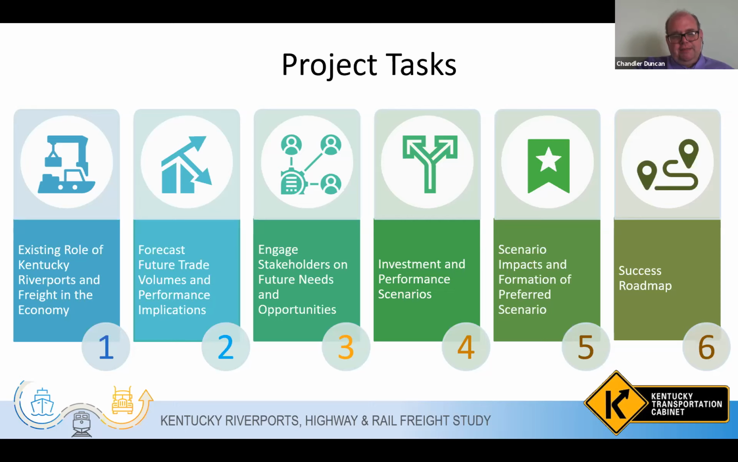And again, this is only the beginning of task 3, where we're going to continue by going out port by port and visiting many of your communities in order to really arrive at those investment and performance scenarios and go on about choosing a preferred investment scenario and making the case for it. So we are just about smack dab in the middle of this project right now. Next slide.